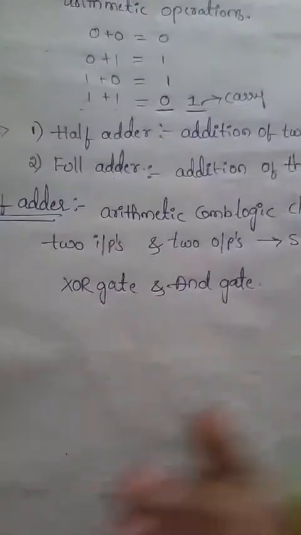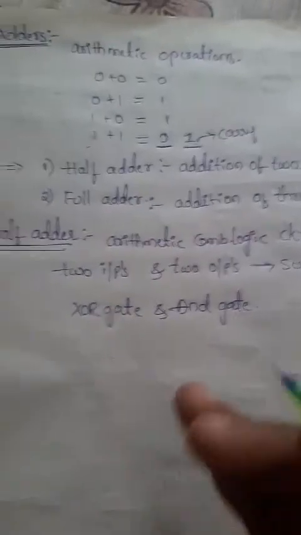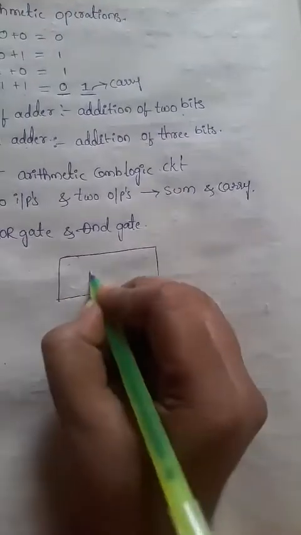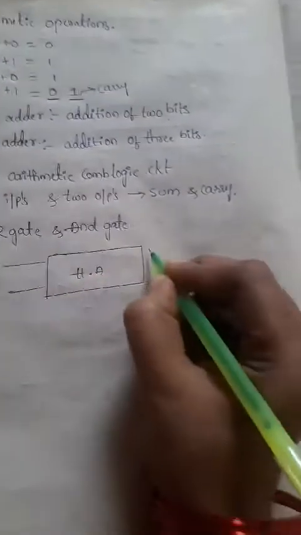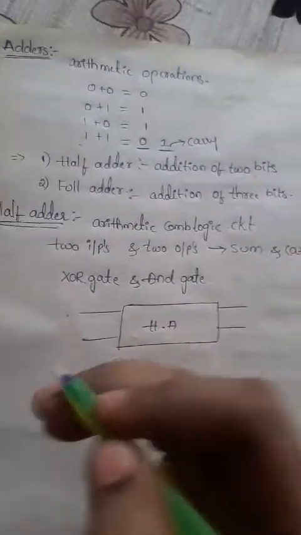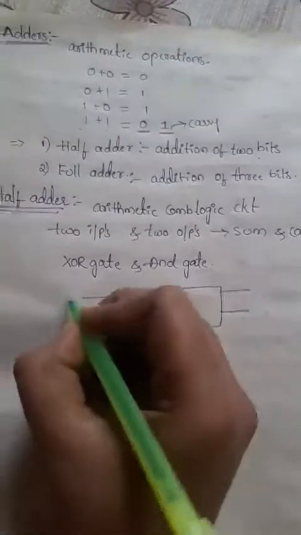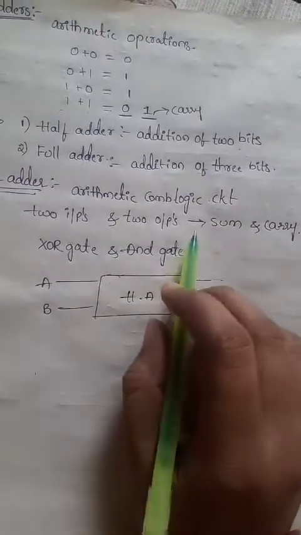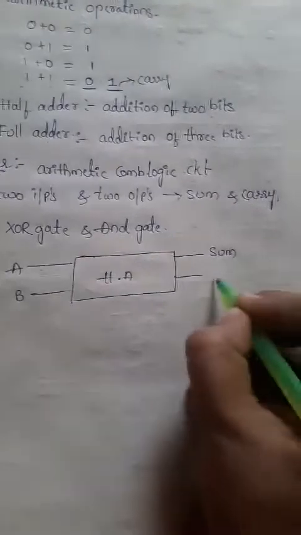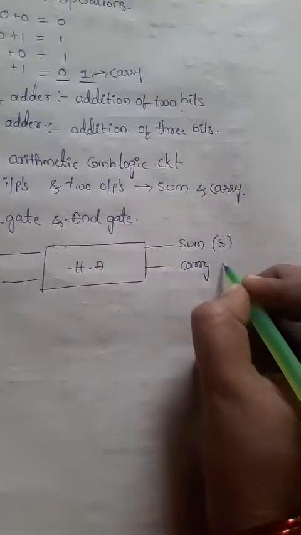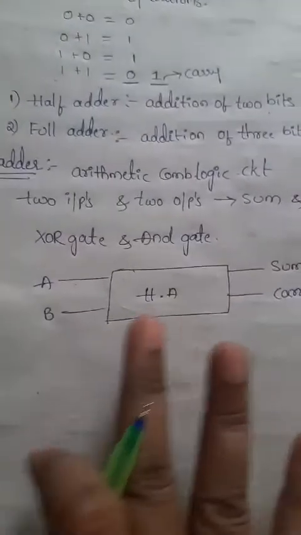Now we will see how to design that circuit. First of all, we need to see the block diagram of the half adder circuit. This is the half adder circuit. We already know it has 2 inputs and 2 outputs. The 2 inputs I label as A and B, and the outputs I represent as sum and carry, or otherwise S and C. This is the block diagram of the half adder circuit.